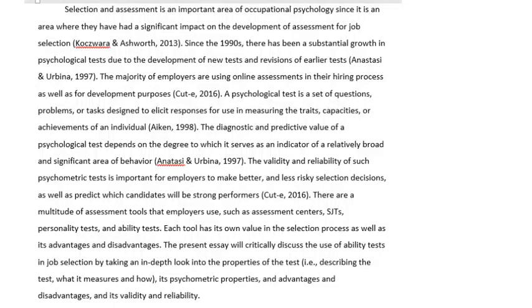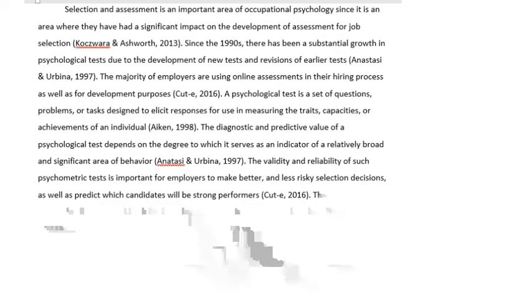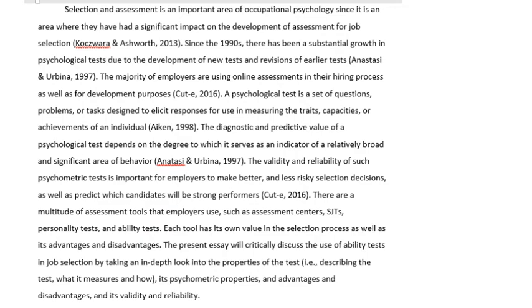Selection and assessment is an important area of occupational psychology, since it is an area that has had a significant impact on the development of assessment for job selection (Khosrow and Ashworth, 2013). Since the 1990s, there has been substantial growth in psychological tests due to the development of new tests and revisions of earlier tests.